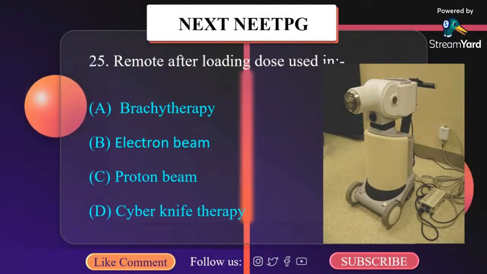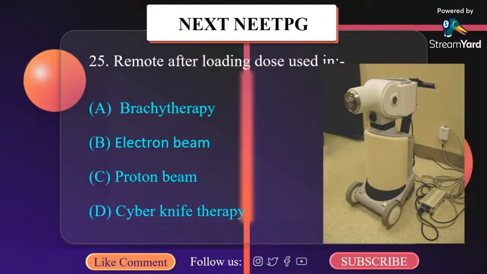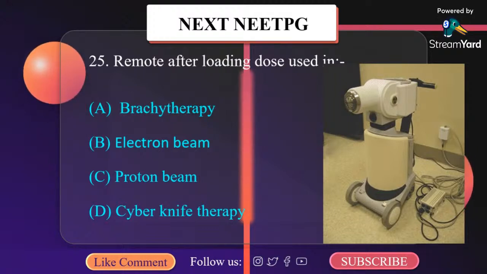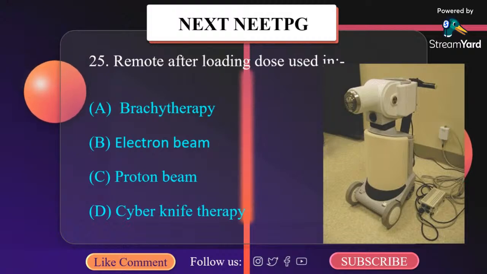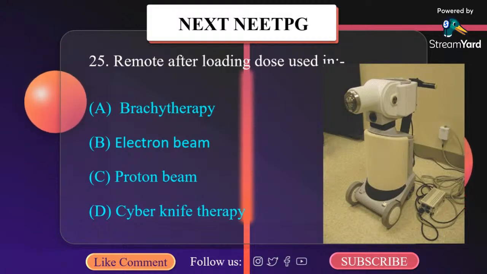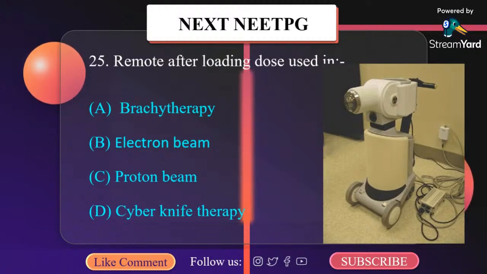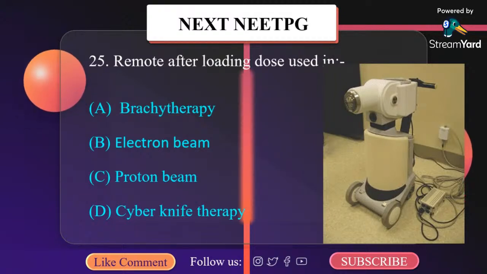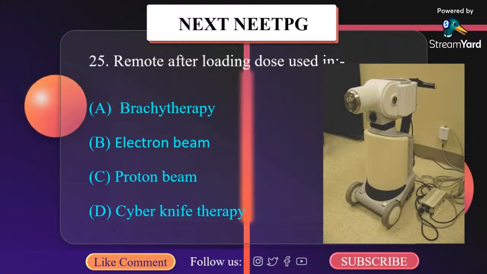The source can be placed into the target tissue or tumor itself, such as prostate or breast, or into a body cavity such as the uterine cavity, esophagus, or bronchus, which is known as intracavitary or intraluminal brachytherapy, or onto the skin surface to treat cutaneous malignancy. Brachytherapy applicators have been adapted to enable better imaging. For example, CT and MRI compatible intrauterine tubes have been developed for gynecological treatment. Seeds containing iodine are commonly used. 125I is used to treat prostate cancer. So the correct answer here is A, brachytherapy.